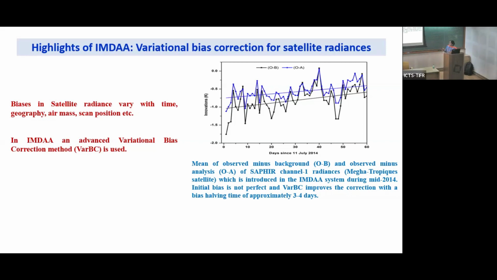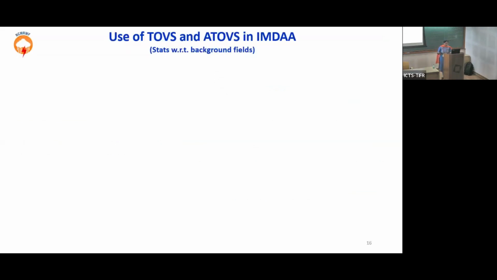This is an example for VARBC showing how the error is reduced. This is for SAPHIR, and the bias halving time is approximately 3 to 4 days. That's what we saw in our assimilation in the IMDAA analysis system. Initially there was not much reduction in the bias, but afterwards it settled with the model, and the error is reduced.